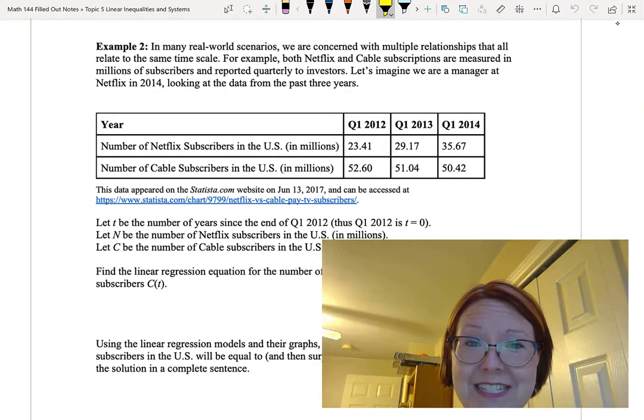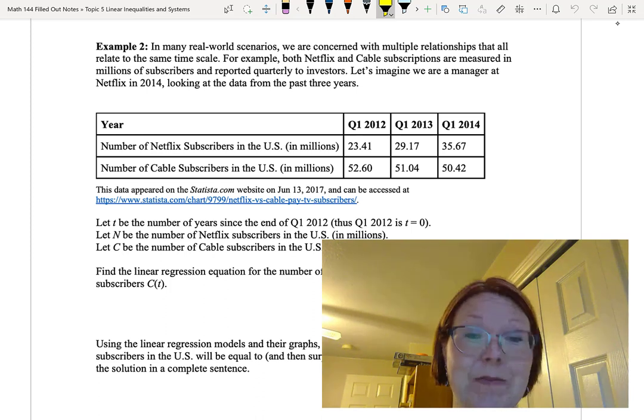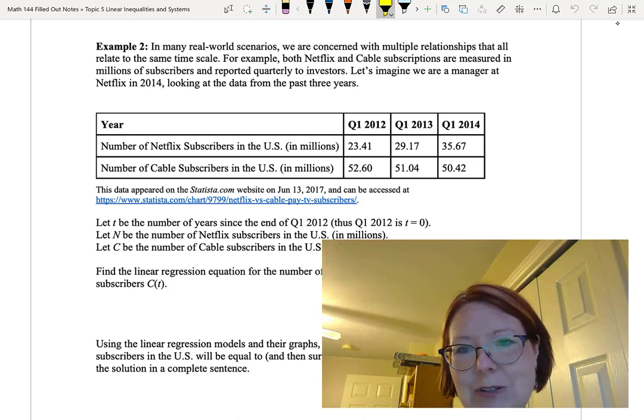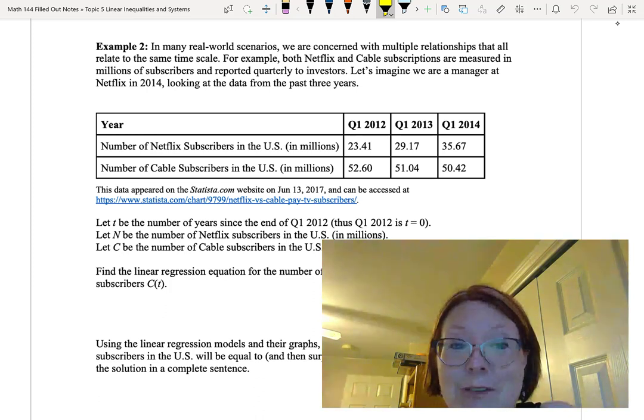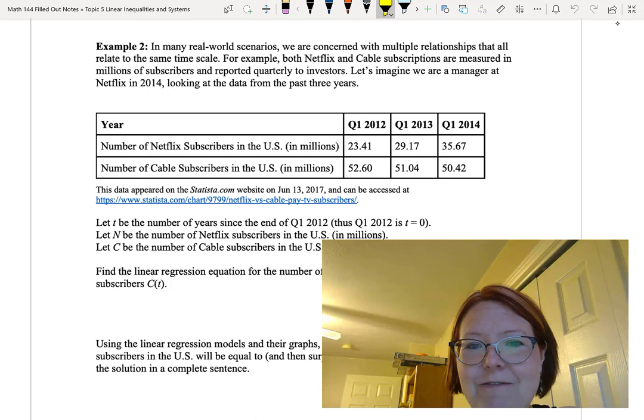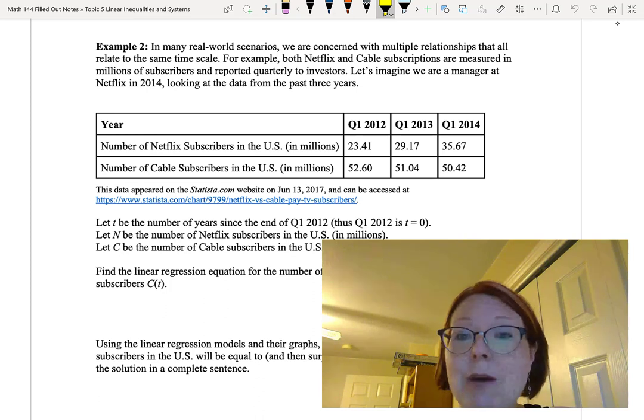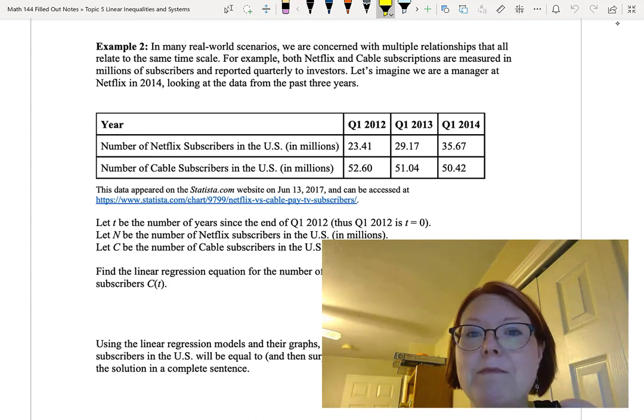The second type of example I want to look at in this video is a real-world scenario where multiple relationships both relate to the same timescale. We're going to look at the case of Netflix and cable subscriptions in the U.S., which are measured in millions of subscribers and reported quarterly to investors. Let's imagine we're the manager at Netflix in 2014, looking at data for the past 3 years and trying to make a prediction about when we might surpass cable subscribers.